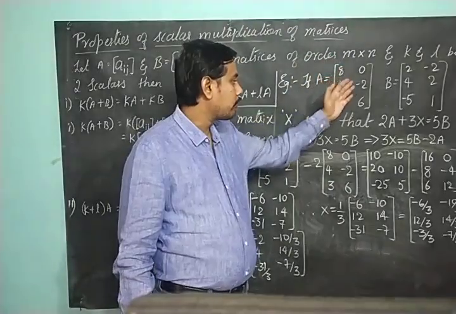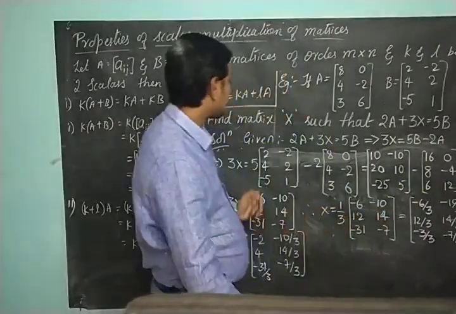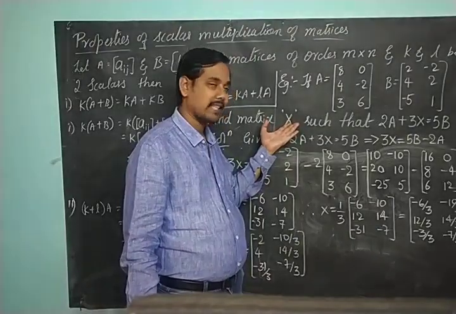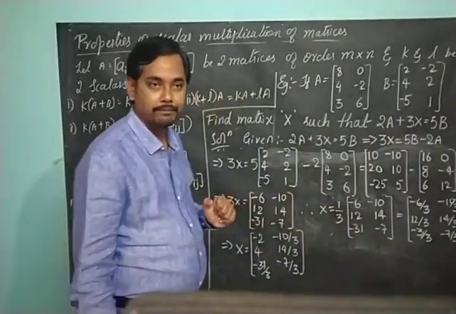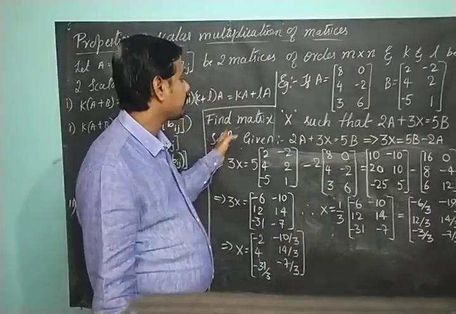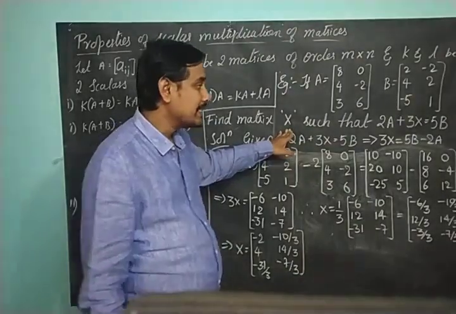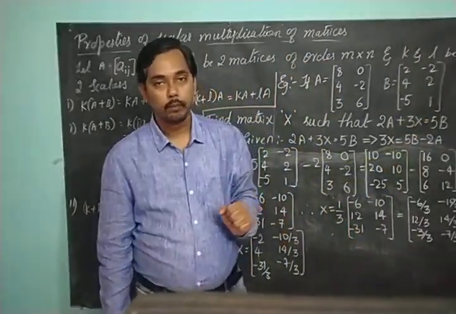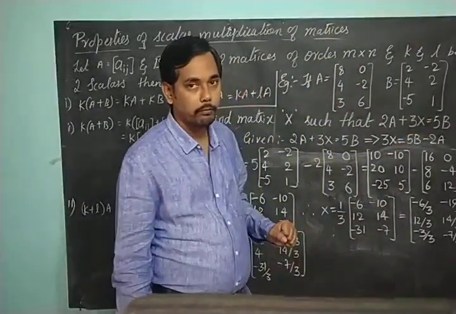A is equal to [8, 0, 4; -2, 3, 6] and B is equal to [2, -2, 4; 2, -5, 1]. Now the question here is, find matrix X such that 2A plus 3X is equal to 5B. They have given the matrix A, they have given the matrix B. Then what they have asked, we need to find an unknown matrix X such that this condition will be satisfied: 2A plus 3X is equal to 5B. Here we know A and B, but we don't know X.